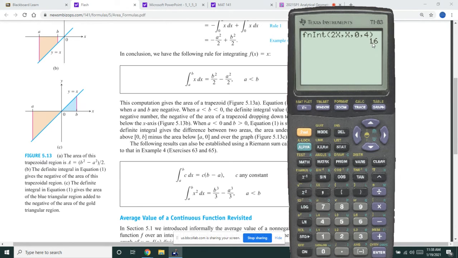All right, so we just looked at, I guess, 3 ways to integrate. You can integrate by using a classical formula if possible. You can integrate by using the area formulas. You can also use a calculator. Okay.